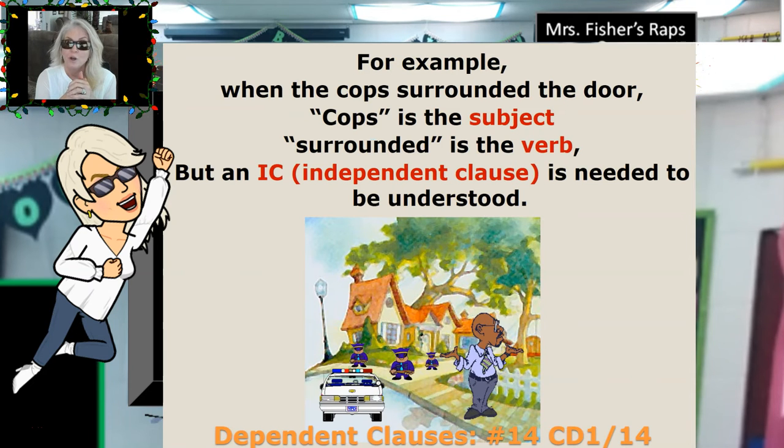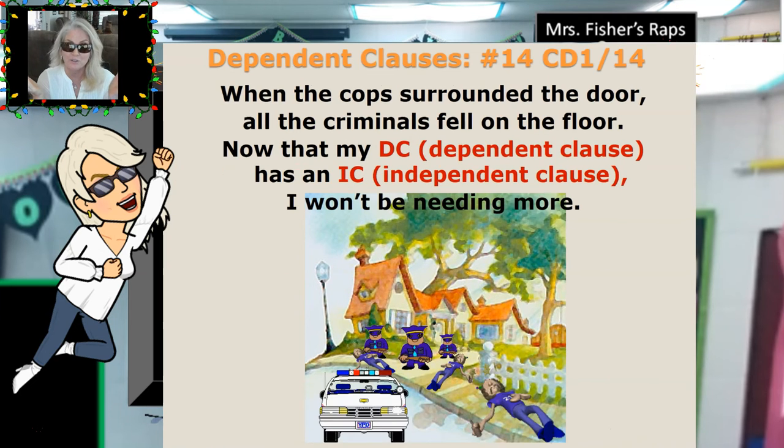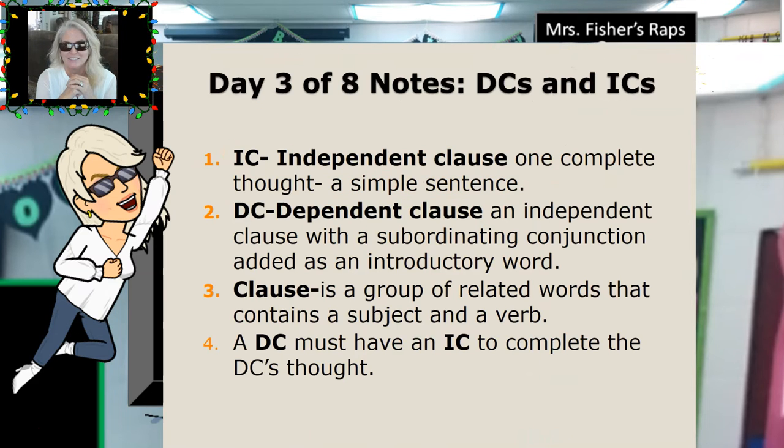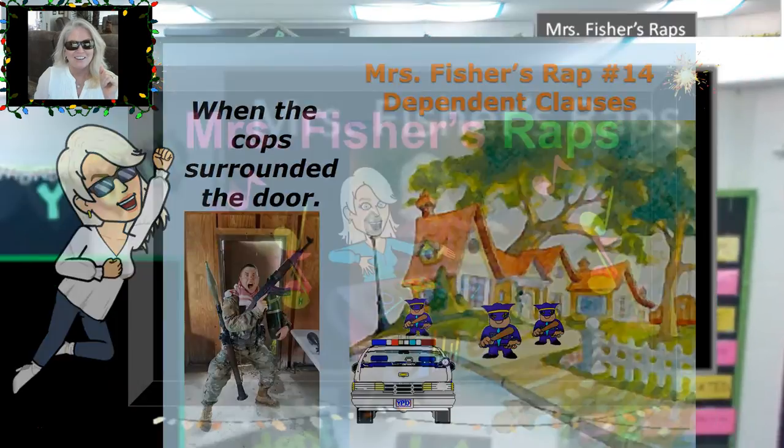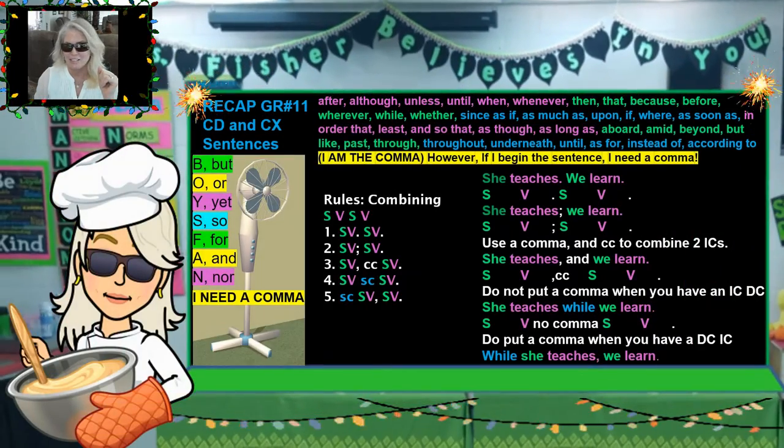For example, when the cops surrounded the door, cops is the subject, surrounded is the verb, but an IC is needed to be understood. When the cops surrounded the door, all the criminals fell on the floor. Now that my DC has an IC, I won't be needing more. All right, so I'm sure you remember that from your last grammar lesson.